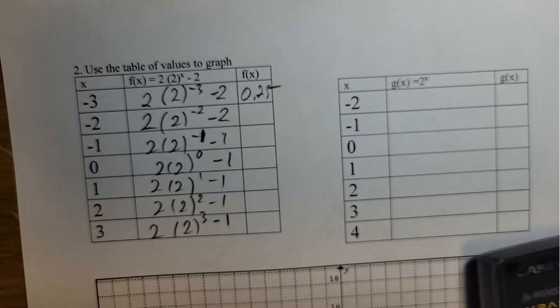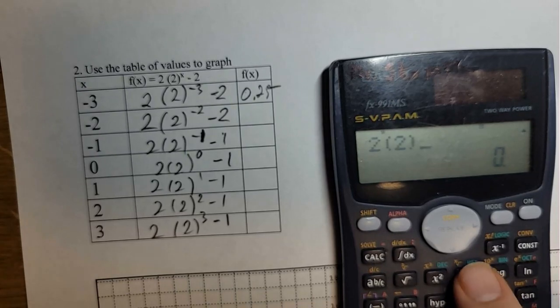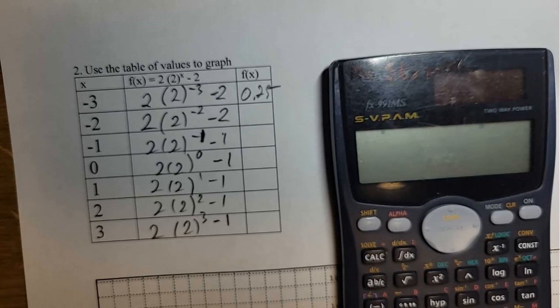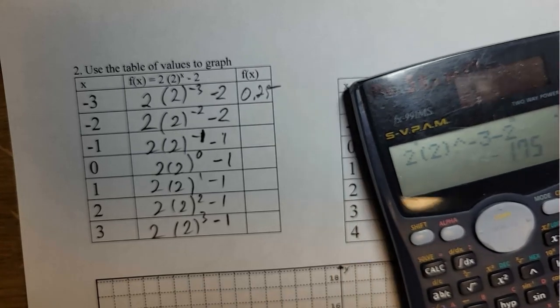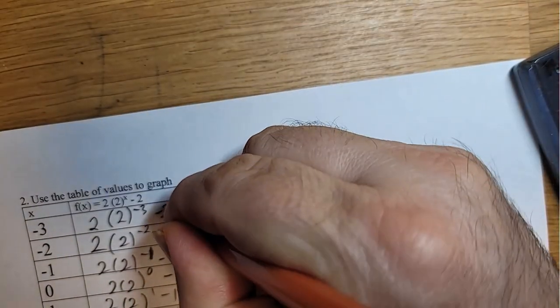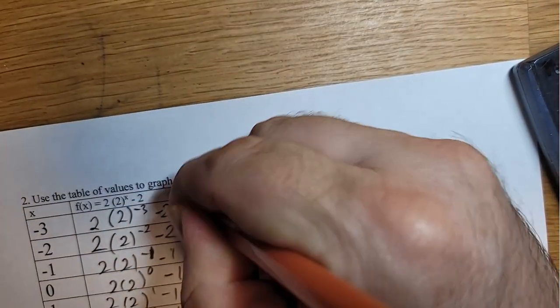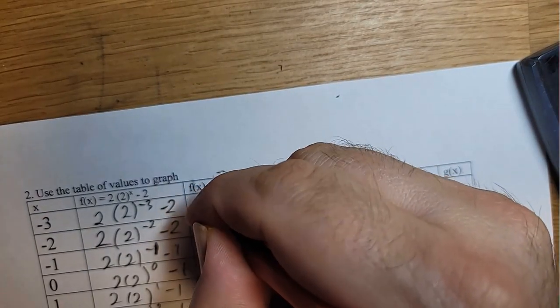Let's do the next one. 2, bracket. Oops, let's clear that. Maybe I didn't hit equals. Let's try that again. So 2, bracket 2, to the exponent -3, minus 2, equals negative 1.75. Let's fix that. I forgot to hit equals on the last one. This is negative 1.75.